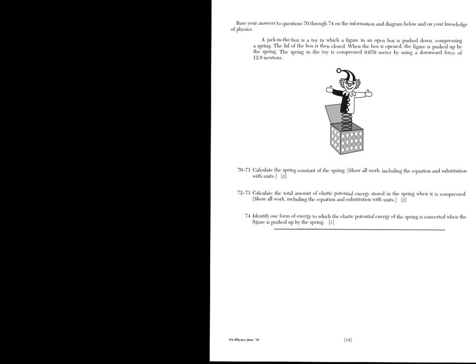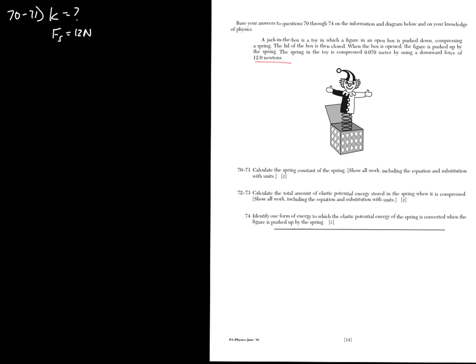So these are examples in which answers do carry over. So we'll start with 70 to 71. Calculate the spring constant of the spring. So again, you need to use an equation from the reference table. So we're solving for K, spring constant. We have a force of 12 newtons. Force used on the spring is 12 newtons.